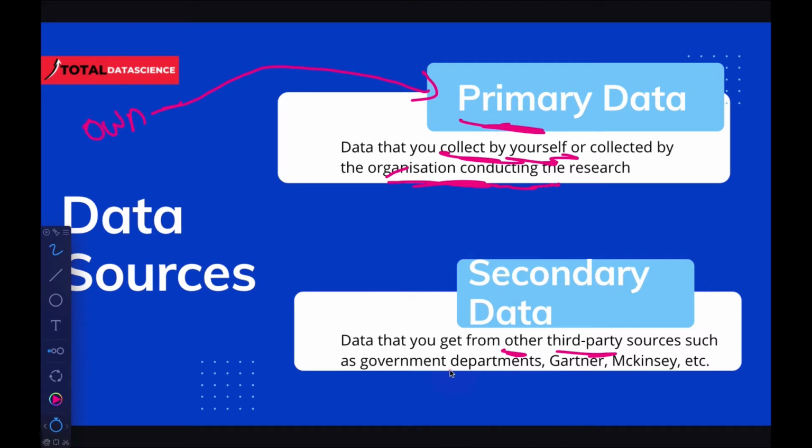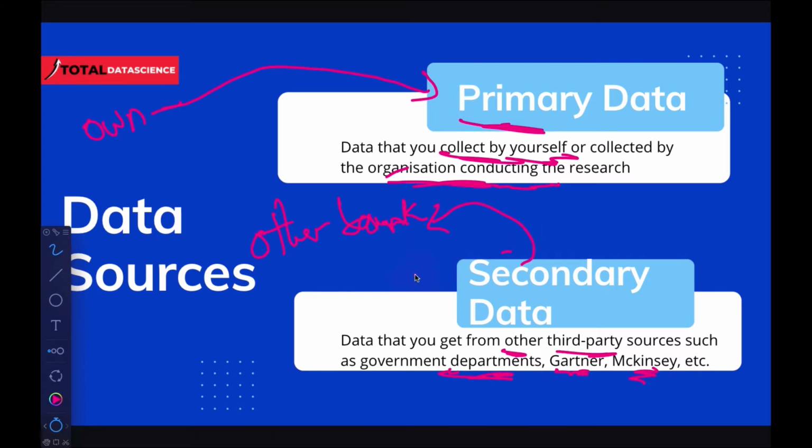This can come from some government departments, or institutions like Gartner or McKinsey. Or, if we take the banking system, you can get data from other banks just by reaching out to them. You can get some kind of non-sensitive data. If they can release that to you, you can work on that. But that becomes secondary data to work with.